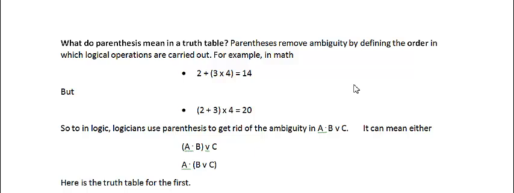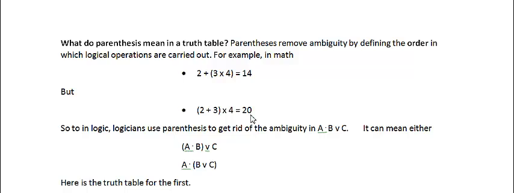This second tutorial will define the use of parentheses. Parentheses in logic function in the same way as they do in math. So for example, if you have the equation 2 plus parentheses 3 times 4, the answer is 14. Whereas if you have the exact same numbers and operations, but you perform the operations in a different order, you get a quite different answer. So parentheses 2 plus 3 times 4 gives you an answer of 20.